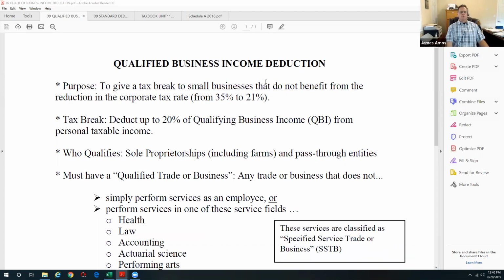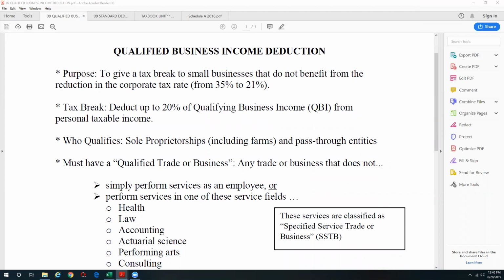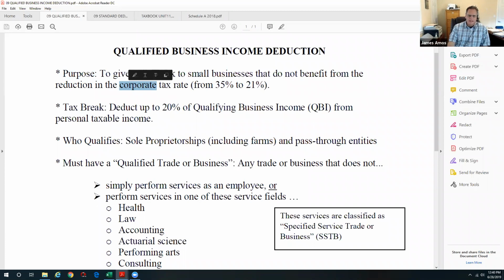So look up on your screen right now and let's walk through this together. What is the purpose of the qualified business income deduction? The purpose is to give a tax break to small businesses that do not benefit from the reduction in the corporate tax rate. Okay, so what do we mean? Part of the new tax law that went into effect at the beginning of 2018 said corporate tax rates are going to go from 35% to 21%. So that's a huge tax savings for corporations, isn't it?